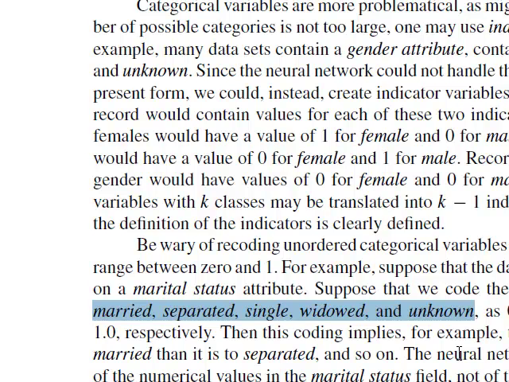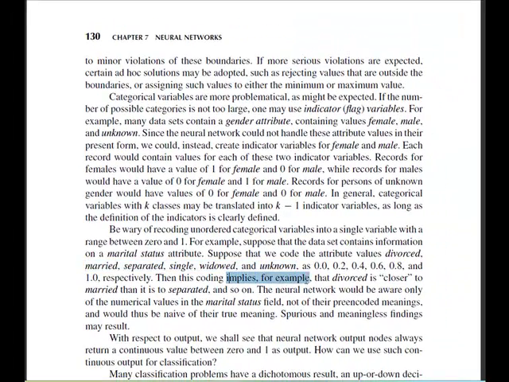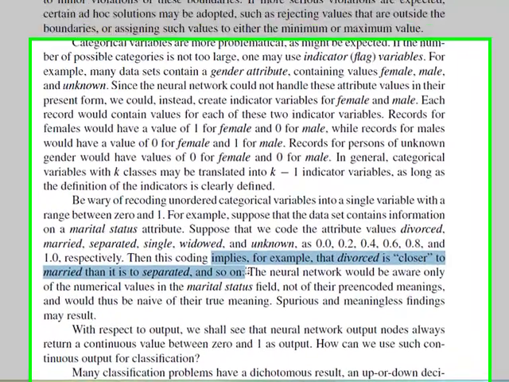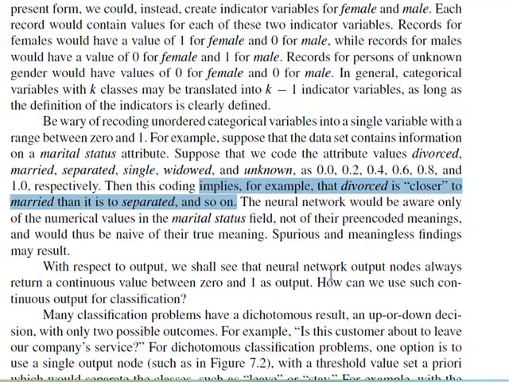So they say, be careful, don't do this actually, because this coding implies, for example, divorced is closer to married than is separated, and so on. But that's not what we meant when we did this encoding. The neural network would be aware only of the numerical values in the marital status field, not of their pre-encoded meanings. So it would thus be naive of their true meaning. Spurious and meaningless findings may result.